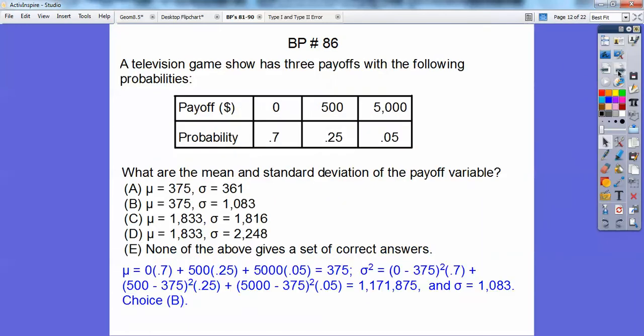So I did that right here, you guys. So the mean is, like I said, each number times the probability. And so it ends up being the sum of that, so it's 375. So the variance is going to be each number minus the mean squared times the probability. The next number minus the mean squared times the probability, and so on. So I get this big number, so I square root it, and my standard deviation is that. So I get choice B on that.